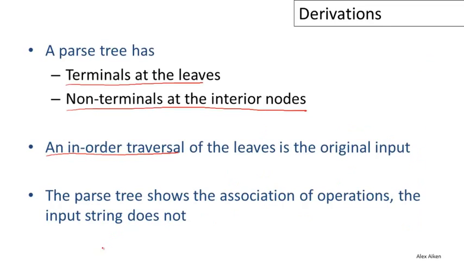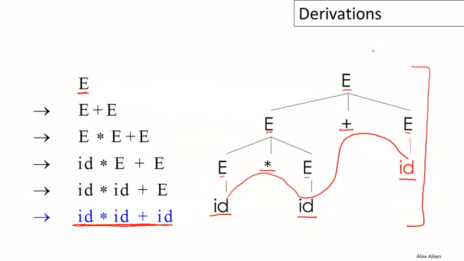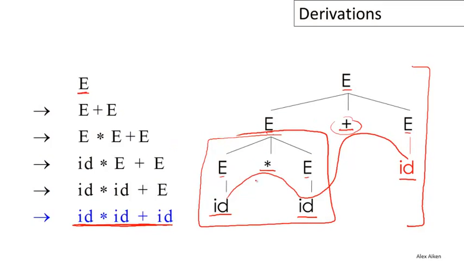Furthermore, the parse tree shows the association of the operations, and the input string does not. So you may notice here that the way this parse tree is constructed, the times binds more tightly than the plus, because the times is a subtree of the tree containing plus. And so this means that we would do the e times e first before we would add e. And some of you may have wondered, well, how did I know to pick this parse tree?